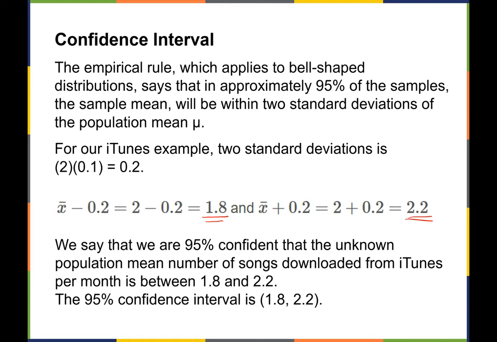And we get that confidence from the empirical rule telling us that 95% of the data is going to be within 2 standard deviations of the mean. We call this a 95% confidence interval. 95% of the time, our mean value is going to be in there.